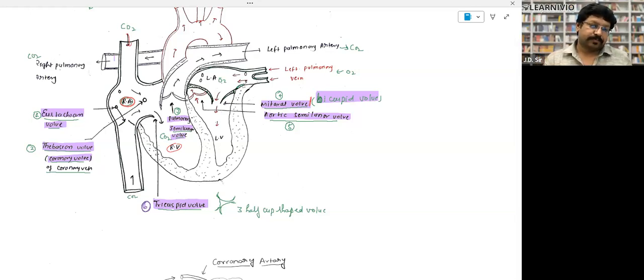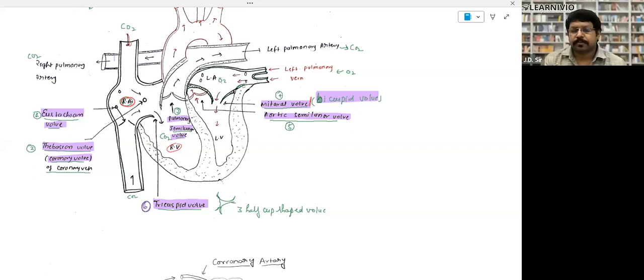Next one, look. There is a third, pulmonary semilunar valve. They prevent backflow of the blood. Now the blood is going to the lungs by the pulmonary artery. The right pulmonary artery will take the deoxygenated blood to the right lung, and the left will take it to the left lung. The backflow is prevented by the pulmonary semilunar valve.